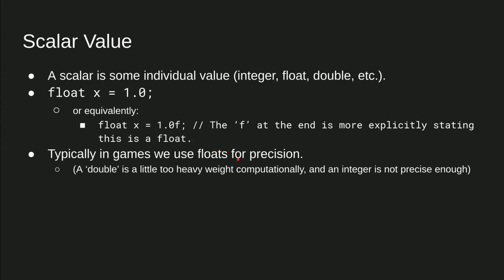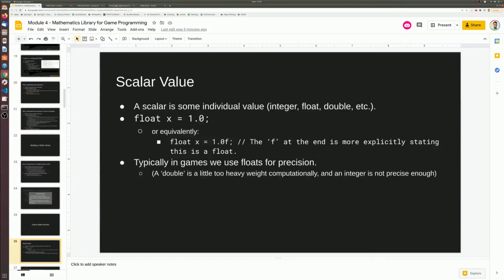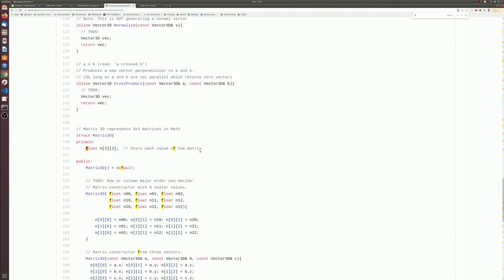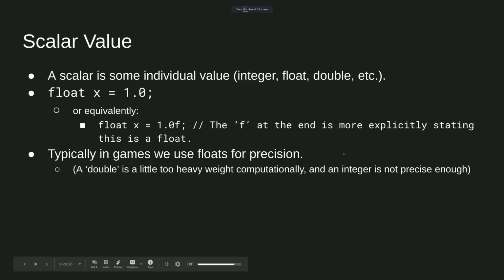Typically in games, it's going to be enough for us to just use floats. So again, if I hop back here to our library and I search for floats, you're going to notice I'm just using floats for the precision. And some folks might say, well, why not doubles? Well, doubles are more expensive. Why not integers? Well, integers don't give us decimal precision. So floats are usually fast enough. Floating point computations are a little bit more expensive, but they're not as slow as doubles, and they're precise enough for most of our needs in games. Okay.